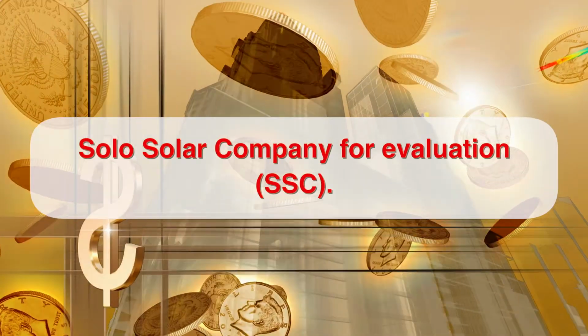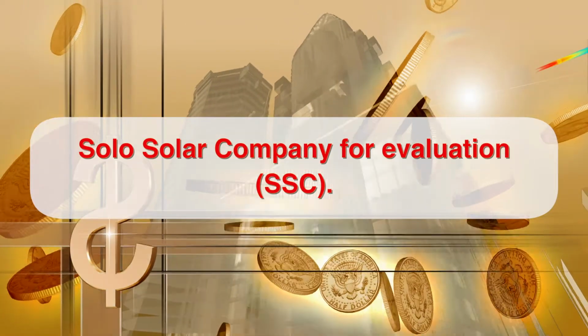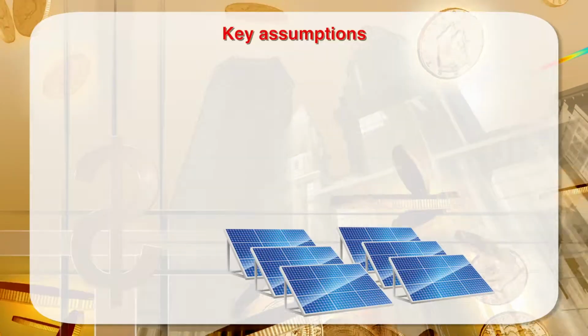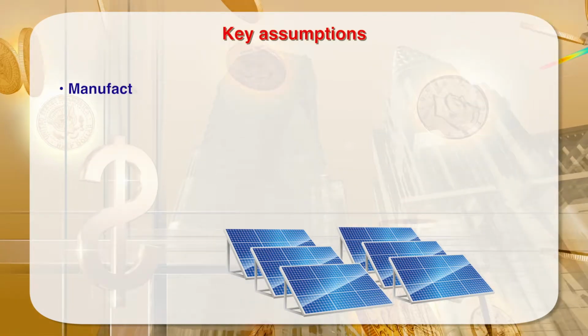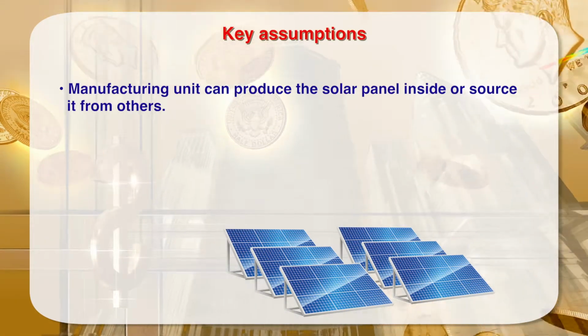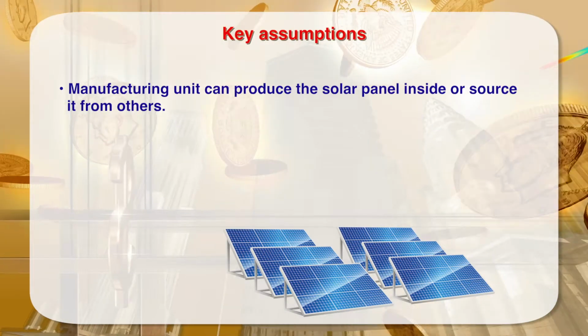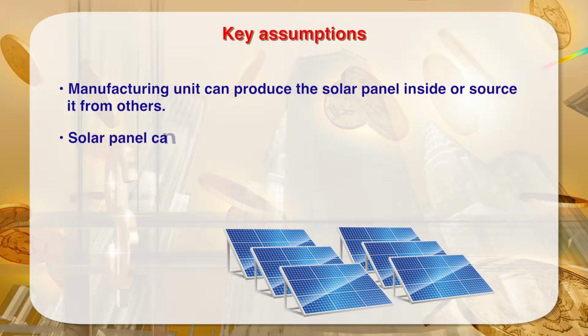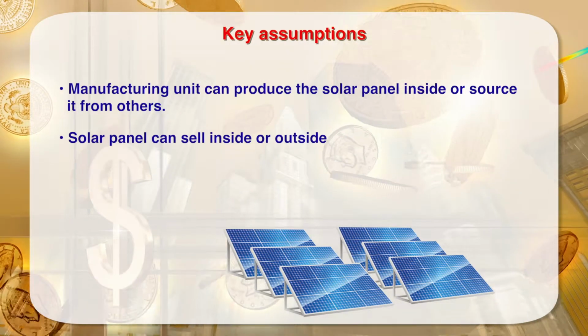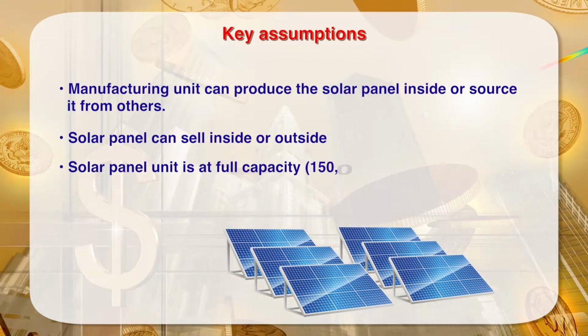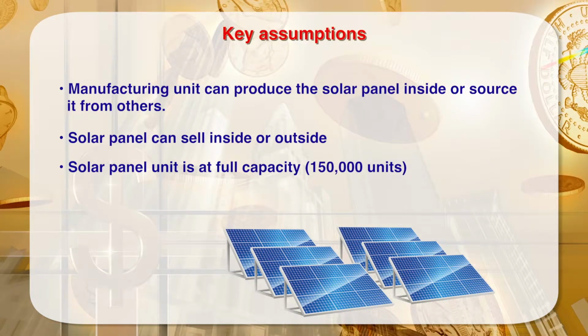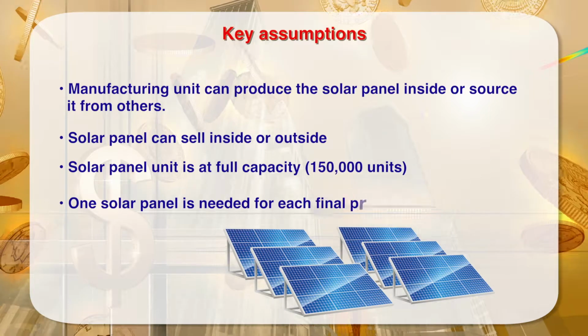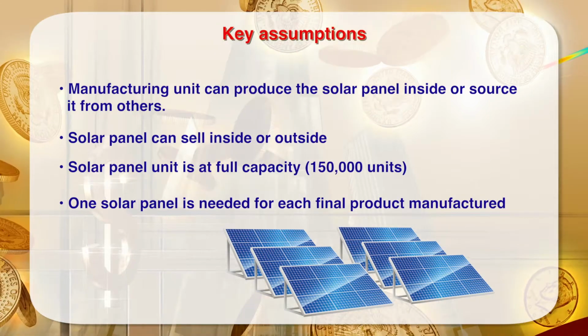Let us consider the following example of a solar company for evaluation. There are a few key assumptions. The manufacturing unit can produce the solar panel inside or source it from others. The solar panel can be sold inside or outside. The solar panel unit is at full capacity of 1,50,000 units. One solar panel is needed for each final product manufactured.